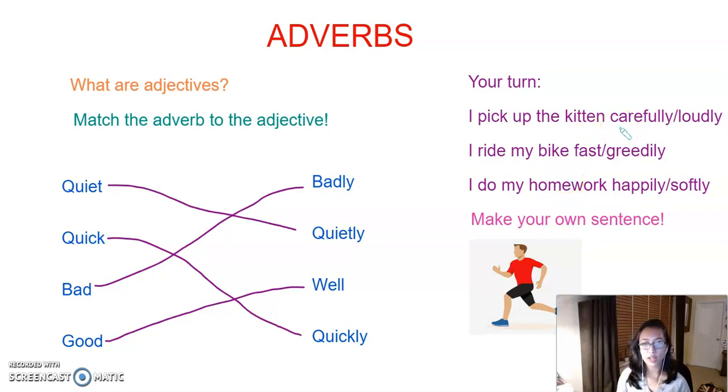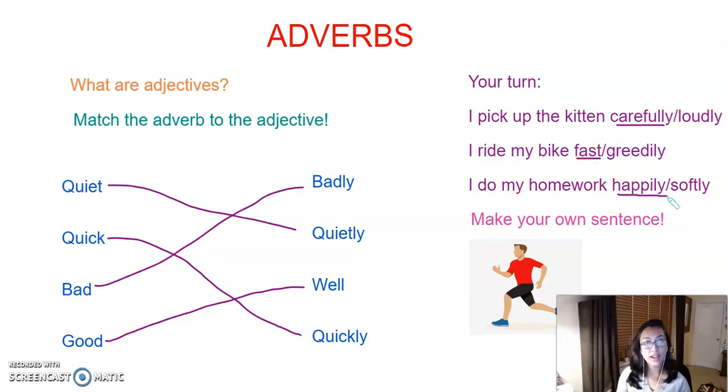The purpose of this one here is to make sure that they understand the purpose of an adverb is to describe the verb. So they want to pick the adverb that's most suitable for the verb and the context of the sentence. So they should highlight that they pick up the kitten carefully, and then I ride my bike fast, fast being another outsider to the ly rule. And then the final one is I do my homework happily.